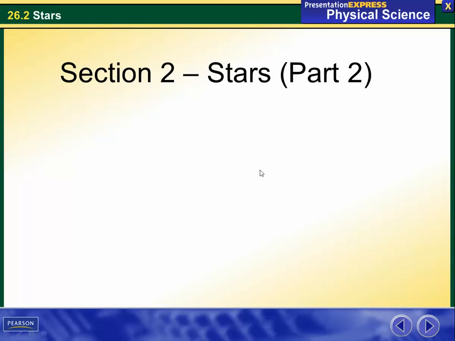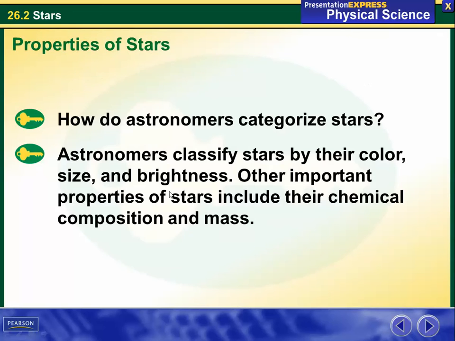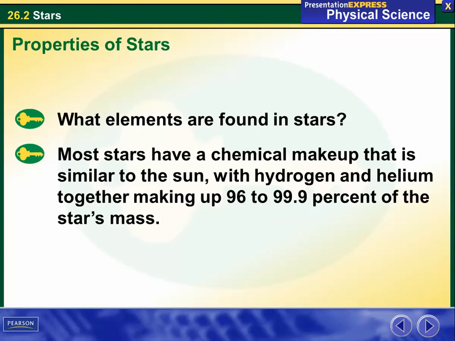We talked about measuring distance with parallax in the last section. For this section, we're going to get things a little easier to wrap your head around, which is how we categorize stars. Stars are classified, put into groups, based on their color, their size, and their brightness. Other important properties include their chemical composition, so what elements make them up, and their mass, so how much space they occupy.